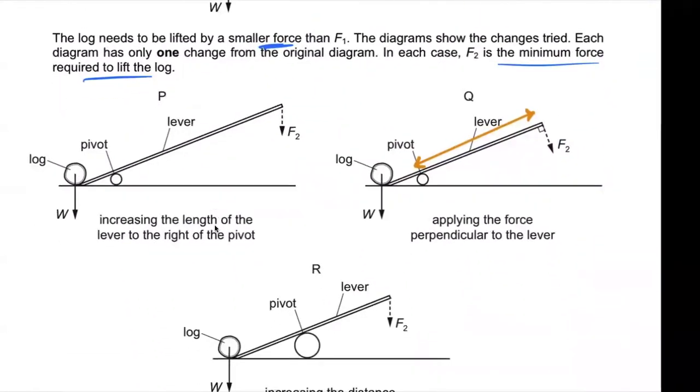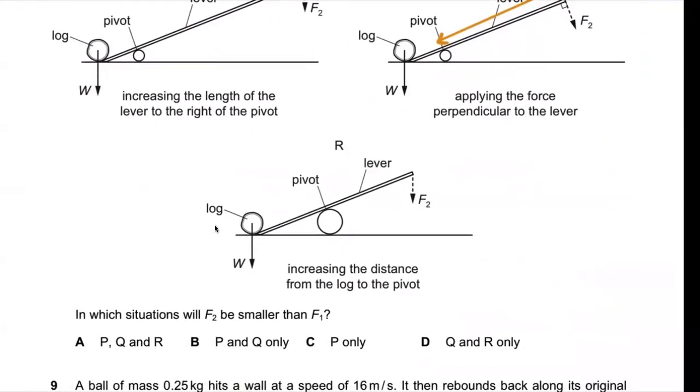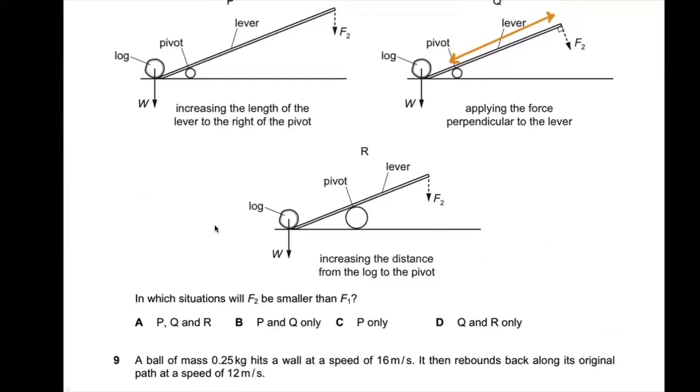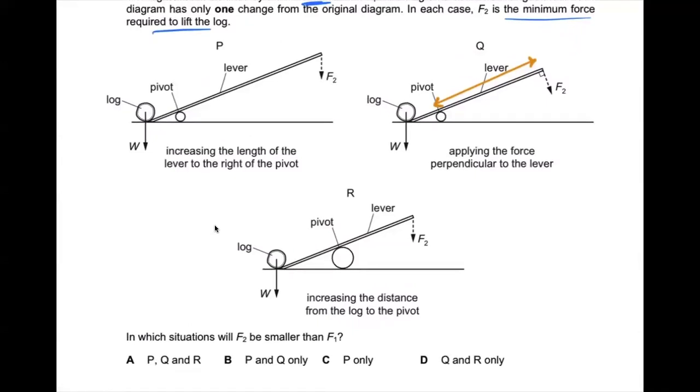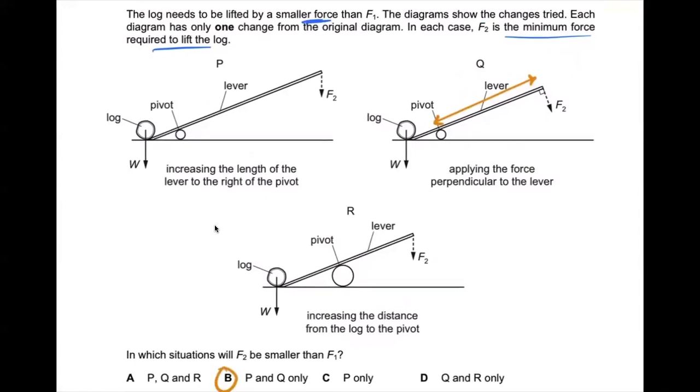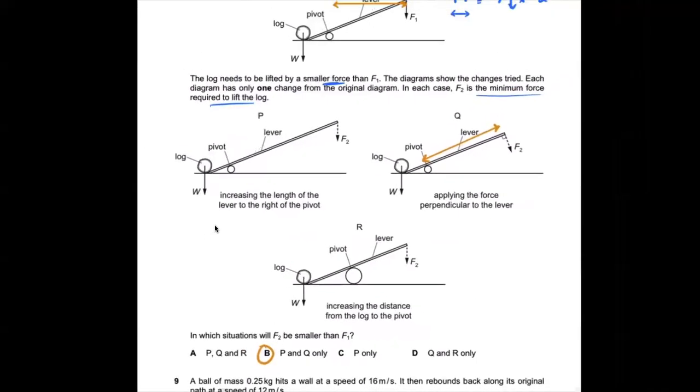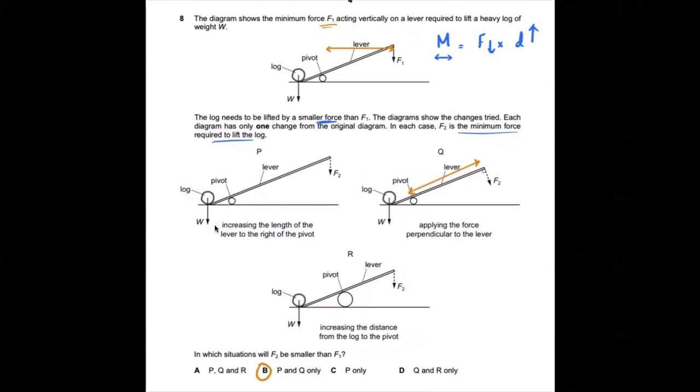So P would also work, Q would also work. R, increasing the distance from the log to the pivot. If you increase this distance, that just decreases this distance, right? So this is not what we want. This would decrease the moment. So in which situations will F2 be smaller than F1? It's P and Q, definitely. So this has to be B. This was that entire question.